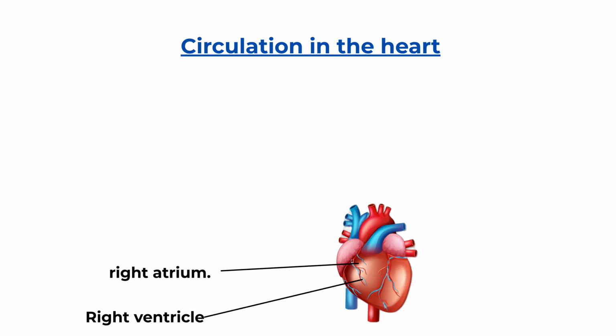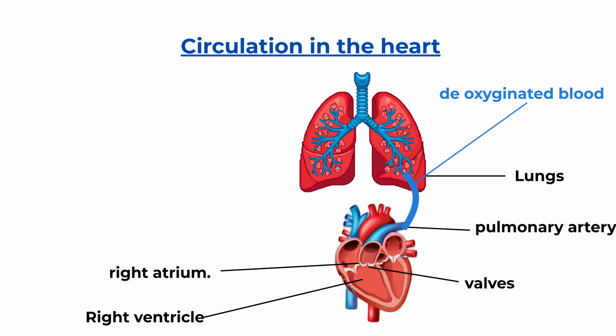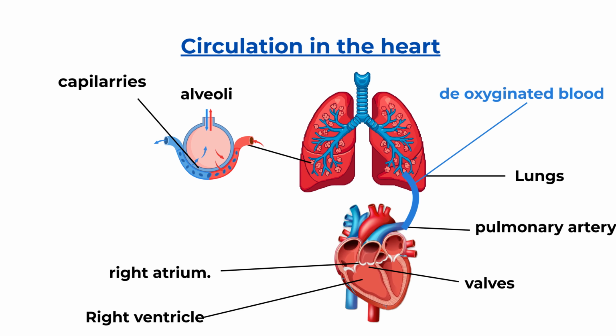The movement between these chambers is controlled by valves. These valves make sure blood flows in only one direction. No backflow. Now, the right ventricle contracts and pushes blood into the pulmonary artery. This artery carries blood to the lungs. This part of the journey is called pulmonary circulation. Inside your lungs are millions of tiny air sacs called alveoli. Each alveolus is surrounded by capillaries.